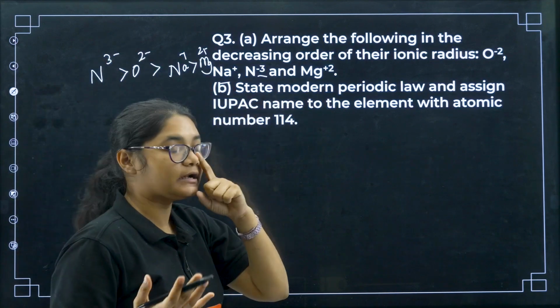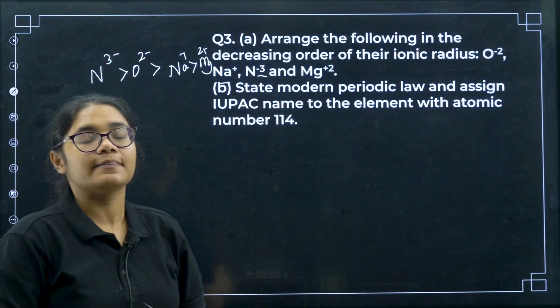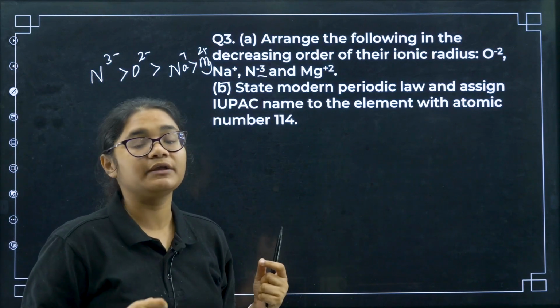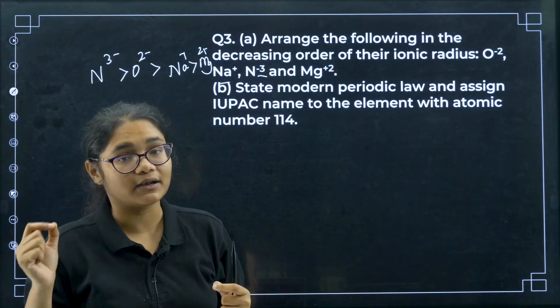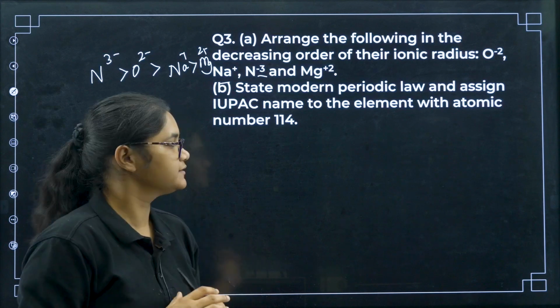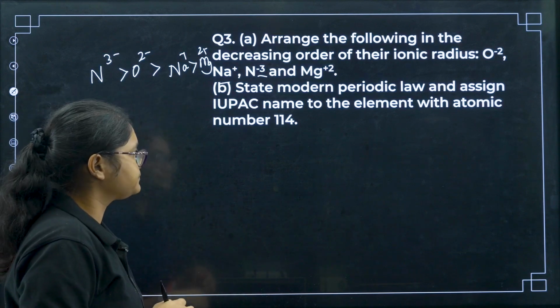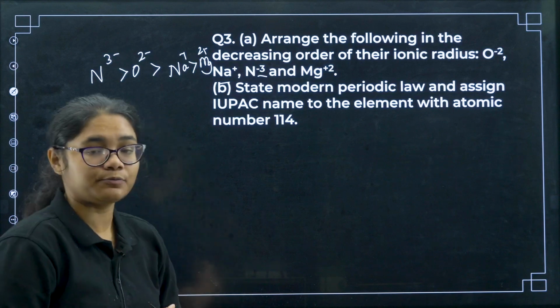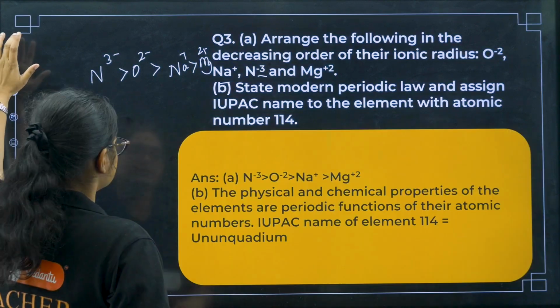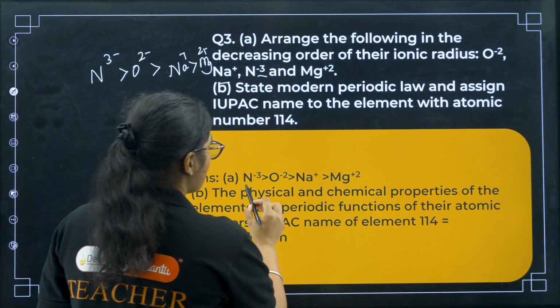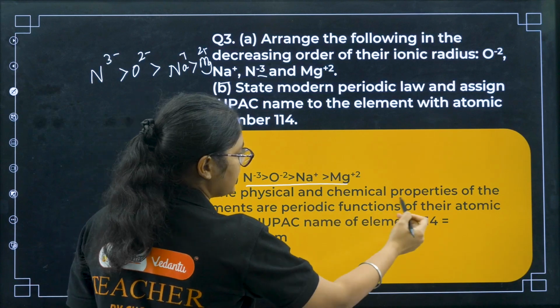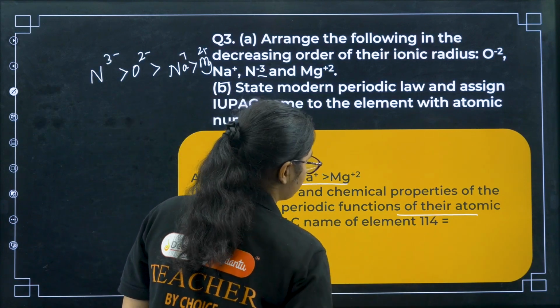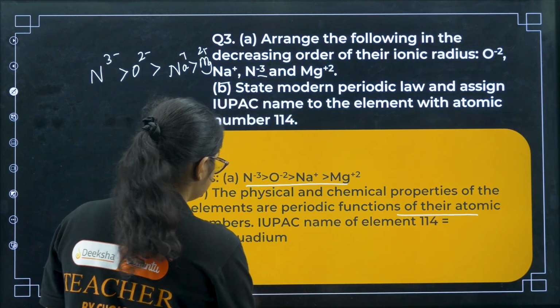What does the modern periodic law say? It says that the properties of the atoms are the periodic functions of their atomic number, not atomic masses. Next, you have this 114, right? So how do we name it? IUPAC name, all of you know this. This is the order first. The physical and chemical properties depend on the periodic function of the atomic numbers.